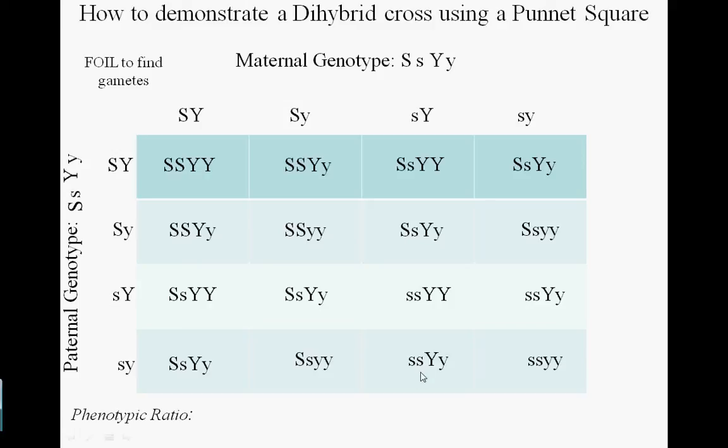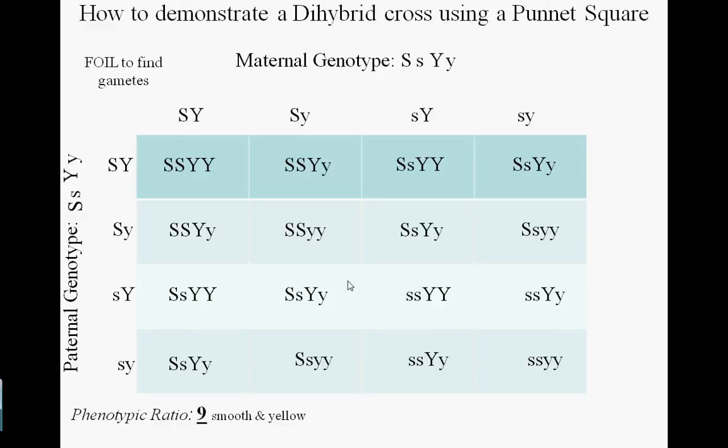Notice that there are 16 boxes here. And then just for format, you always put the like letters together. So you always put your S's together, put your Y's together. If there is a dominant gene, you always list that one first. So that's just a little formatting note.